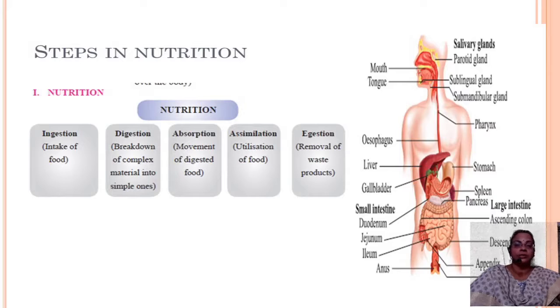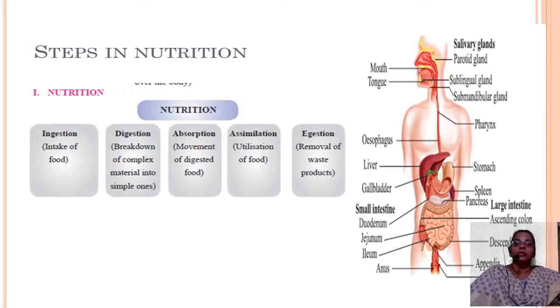Then the last step is called egestion. Egestion means after the digestion, there are certain components which cannot be digested by our body. So those undigested waste materials can be thrown out through the anus. That process is called egestion.